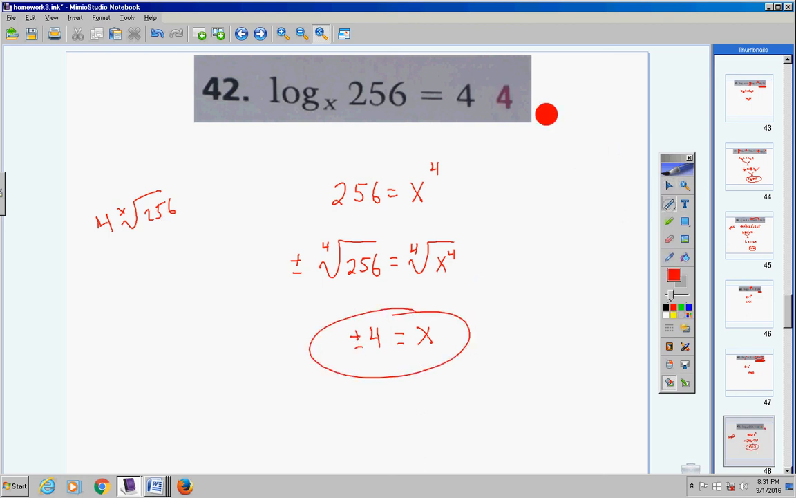And here's why. You can never have a negative base in a logarithm. That's by definition. The definition of a logarithm is that the base has to be positive, so you cannot have a negative base. So your answer is 4. Done. You can't have a negative 4 because you can't put a negative 4 here for a base.